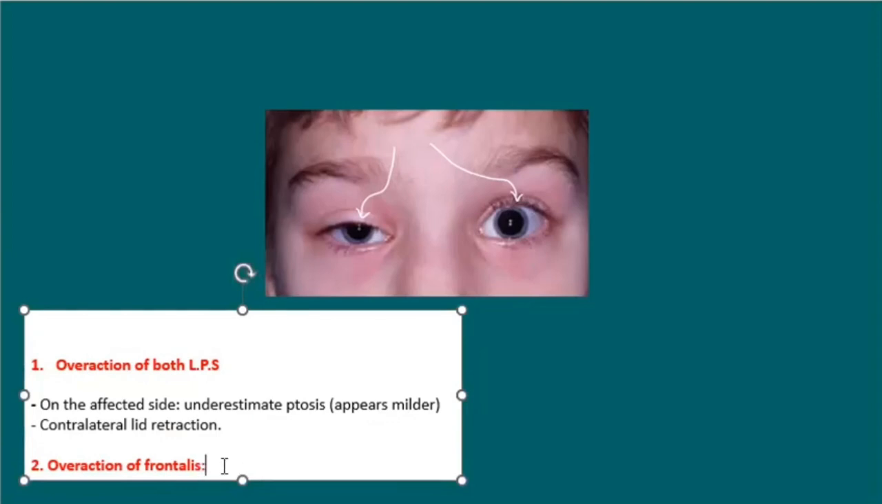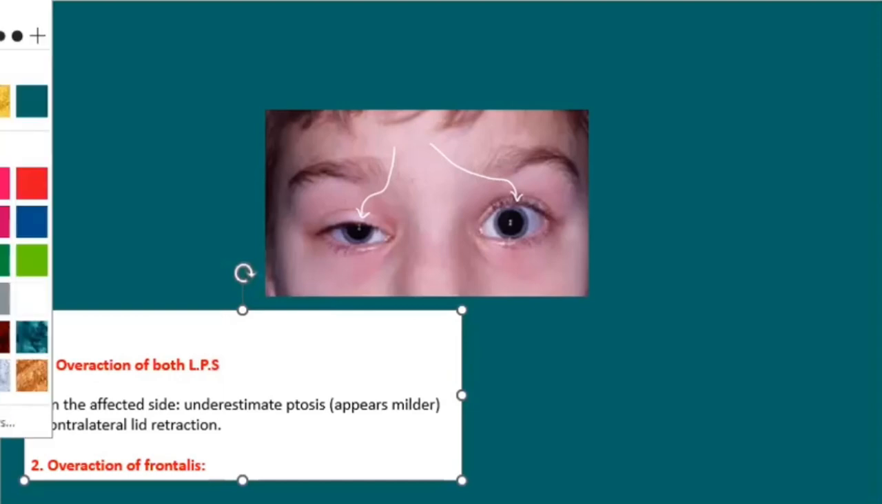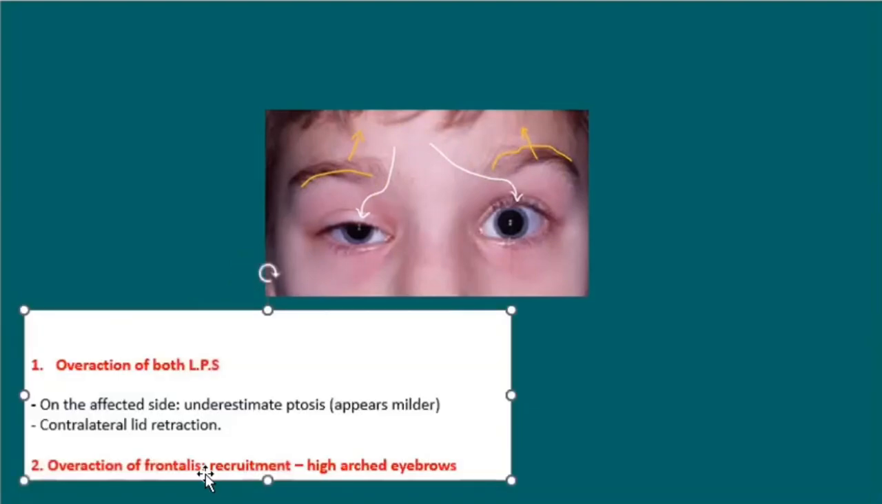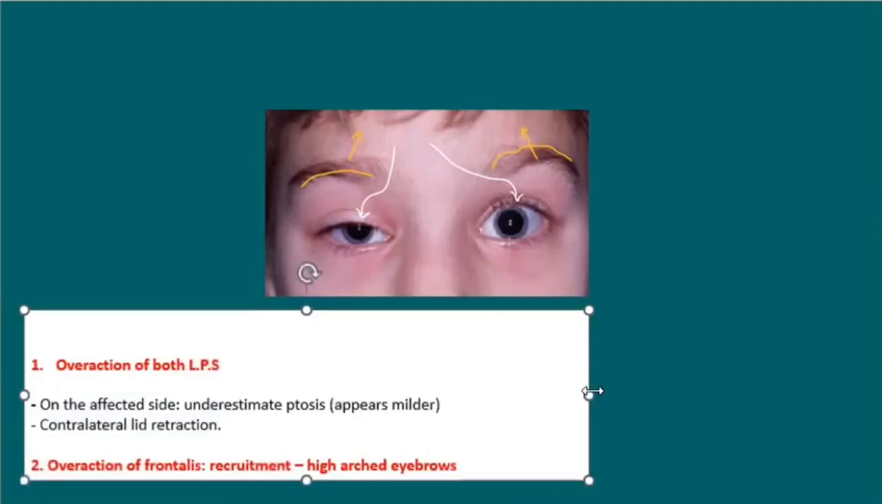And that's why in some photos, and actually in this photo also, you will find the high arched eyebrows. There is somehow overaction of the frontalis muscles, okay? So in some cases, you may find high arched eyebrows, and this means that the frontalis is overacting. Sometimes you call it recruitment of the frontalis, or overaction, or high arched eyebrows. Again, if we have overaction of the frontalis, ptosis will appear milder, okay? So these are some of the changes in the muscles as a result of ptosis.